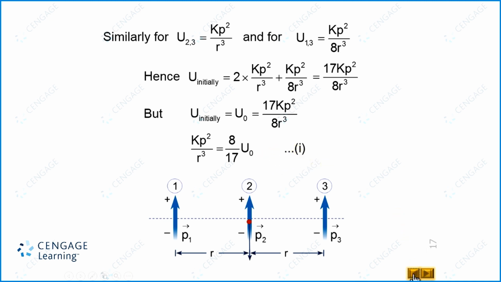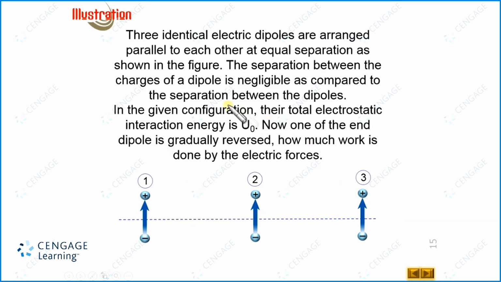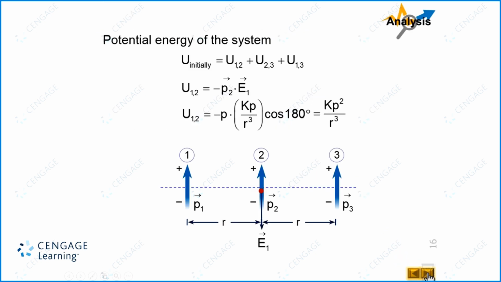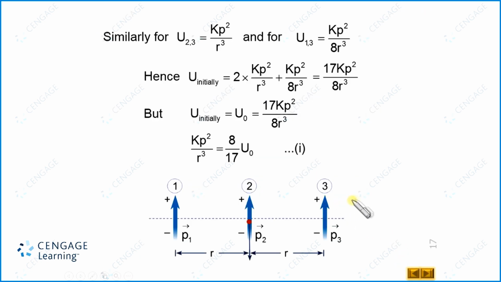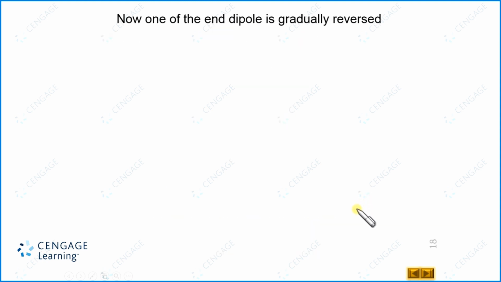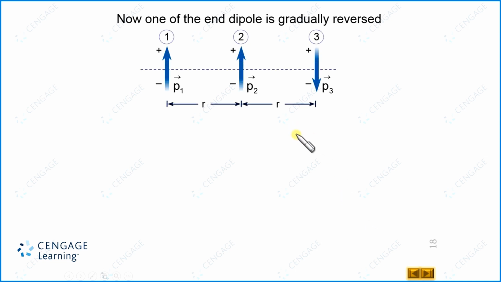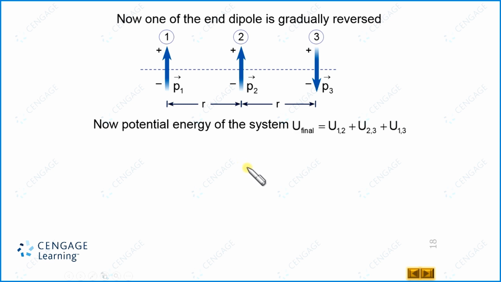Now let us move to the next part of the question. In the next part of the question, we are given that one of the end dipoles is gradually reversed. So let us reverse the direction of dipole number 3. Let us make the diagram. This should be like this. Okay, now we can observe here, again we have the 3 pairs because the system has 3 elements. So we can write the potential energy is equal to U12 plus U23 plus U13. This is the potential energy.